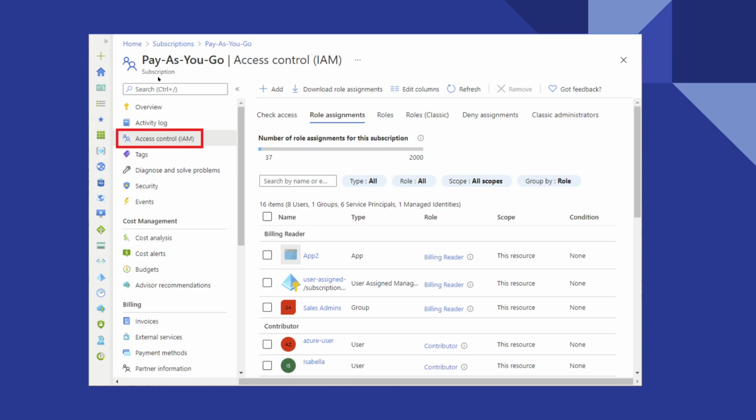And if you look here, you see that we are on the subscription. So the subscription is very important because you're going to be in charge of all of the resources that are in that subscription. So when role assignments are given, they are given from here for the entire subscription. So we have these billing readers, and they specify what they can read for, and we have these contributors down here. Just this one is called Azure User. This one is called Isabella. They have the contributor role for the entire subscription.